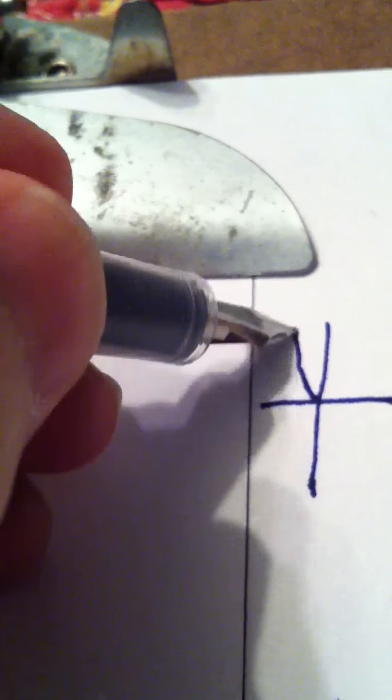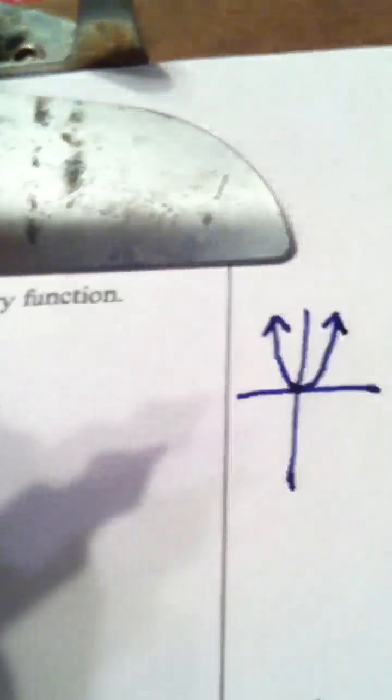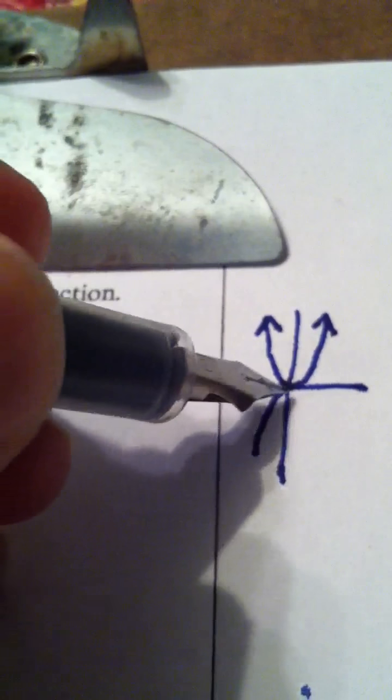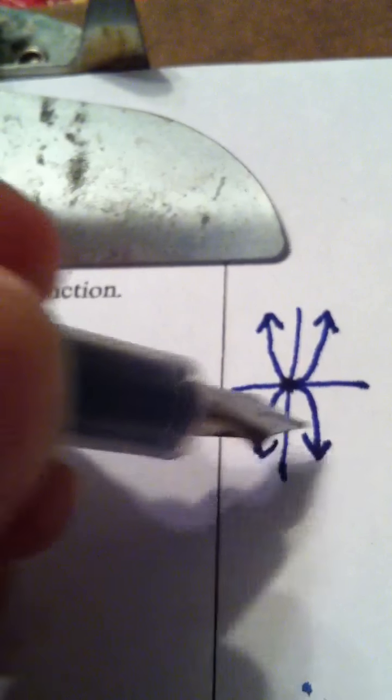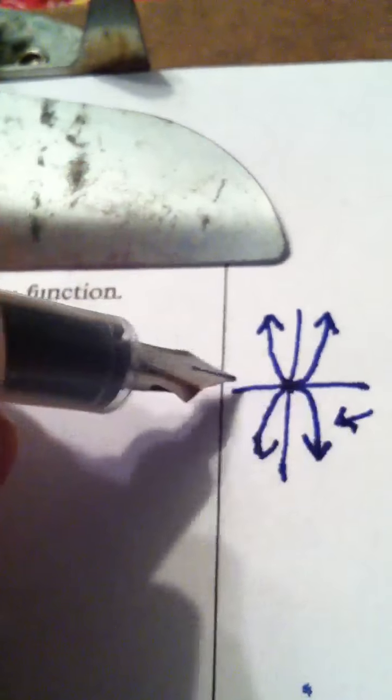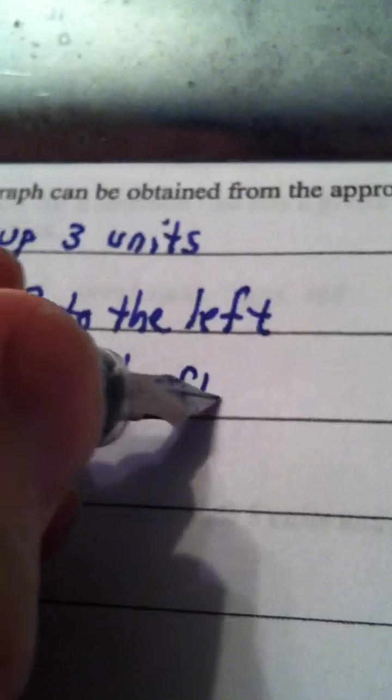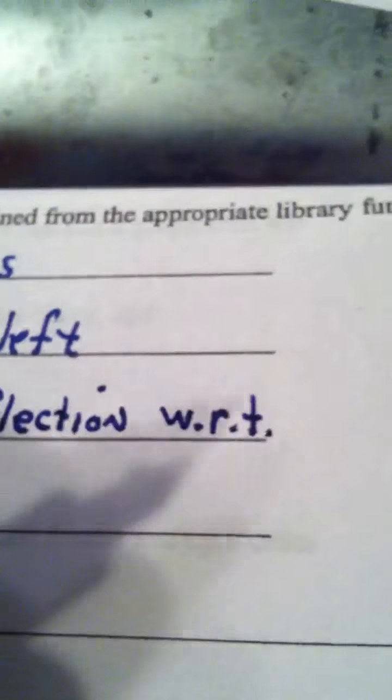Another way to say it, think about this. If you have a parabola, this is your basic library graph. If you multiply by negative 1, all of these positive values become negative. This would be my new graph. And this graph is a reflection with respect to the x-axis. So another way to say upside down is a reflection with respect to the x-axis.